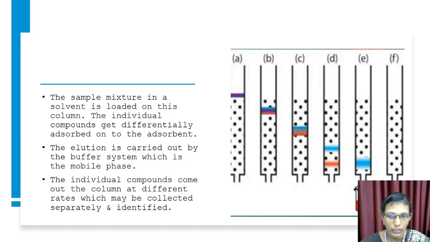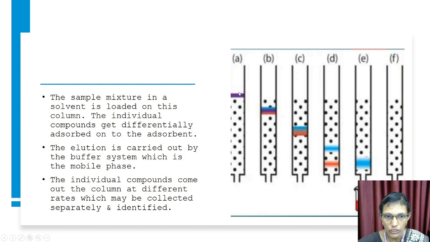So this is the column. The column tubes are made of glass. The adsorbents are packed within them. The sample, a mixture in solvent, is loaded into the column. The individual compounds are adsorbed differently to the adsorbents.